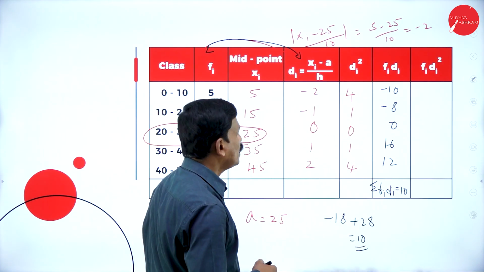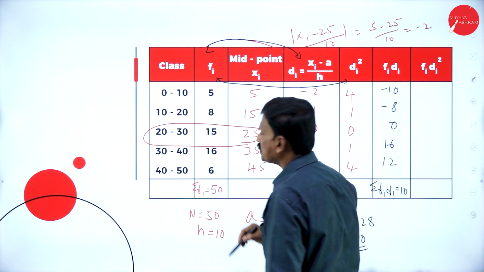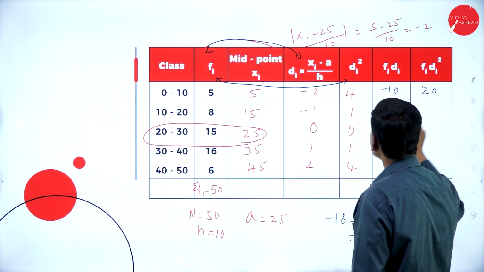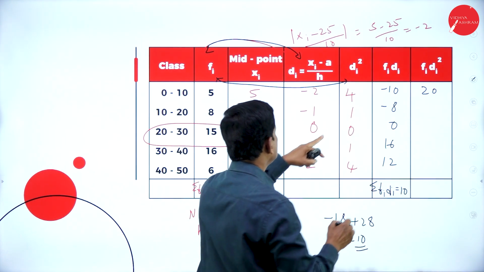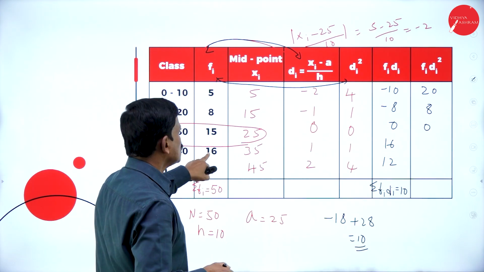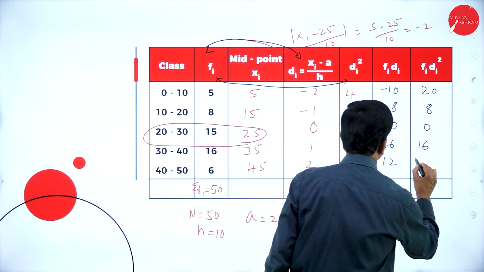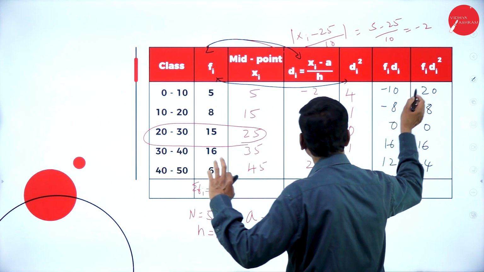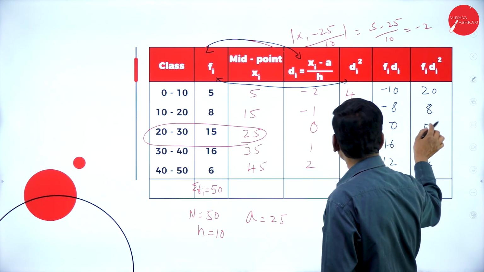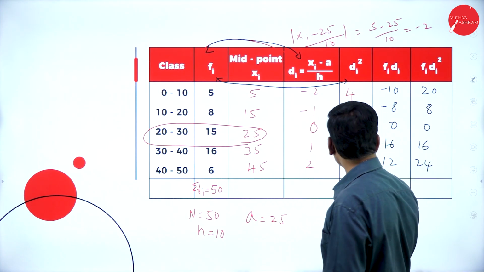Right. Now find out Fi di whole square. So multiply Fi with di whole square. 5 into 4, that is equal to 20. Next, 8 into 1 is 8. Then 15 into 0 is 0. 16 into 1, 16 ones are 16. Again 6 into 4, 6 fours are 24. That's it. Multiply these two, Fi into di square. 5 into 4 is 20, 8 into 1 is 8, 15 into 0 is equal to 0. Again 16 into 1 is 16, 6 into 4, 6 fours are 24.